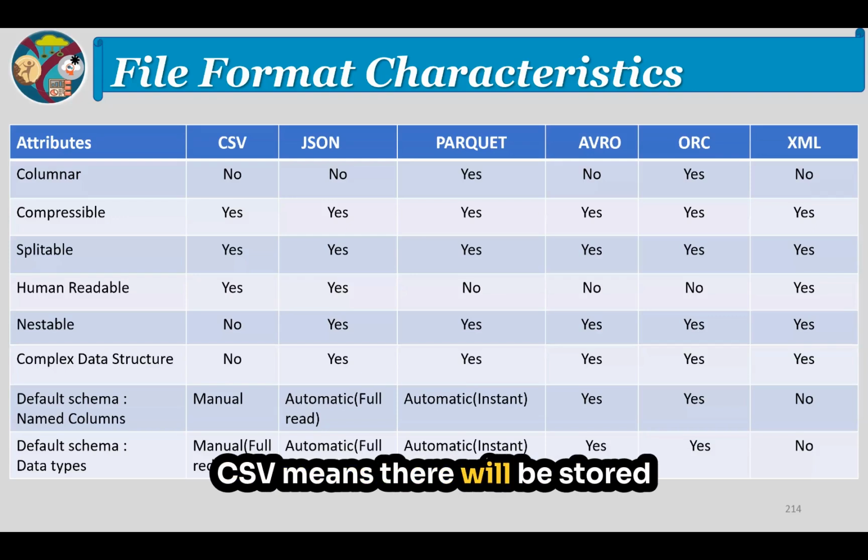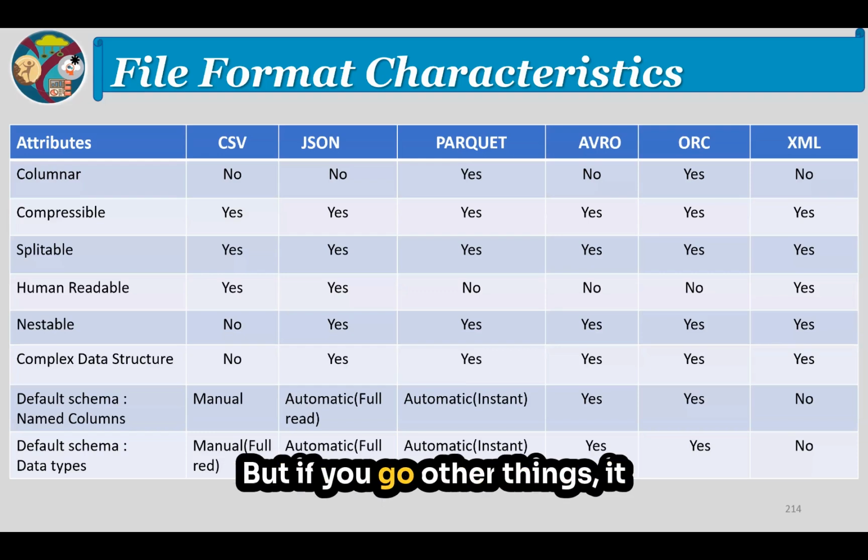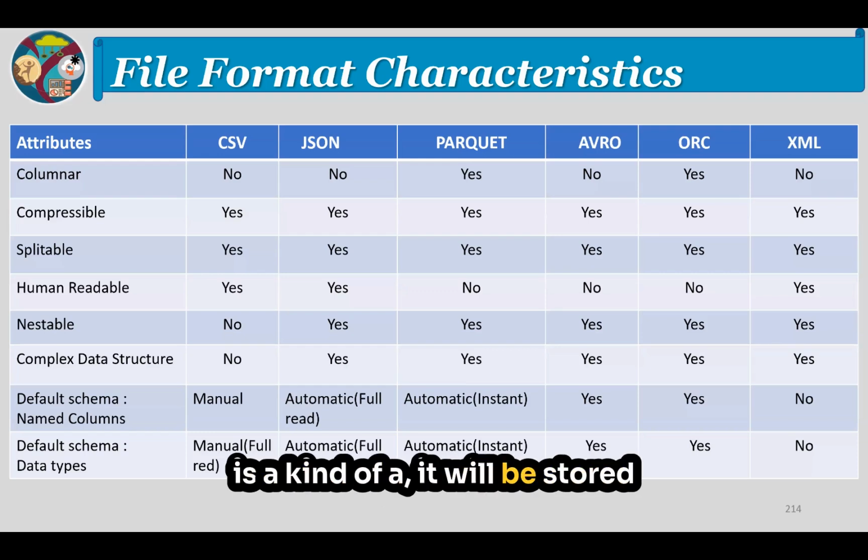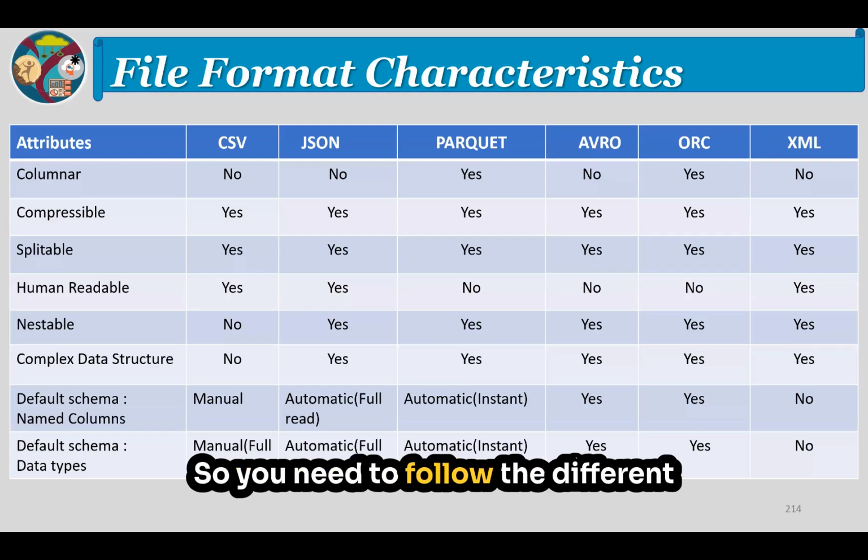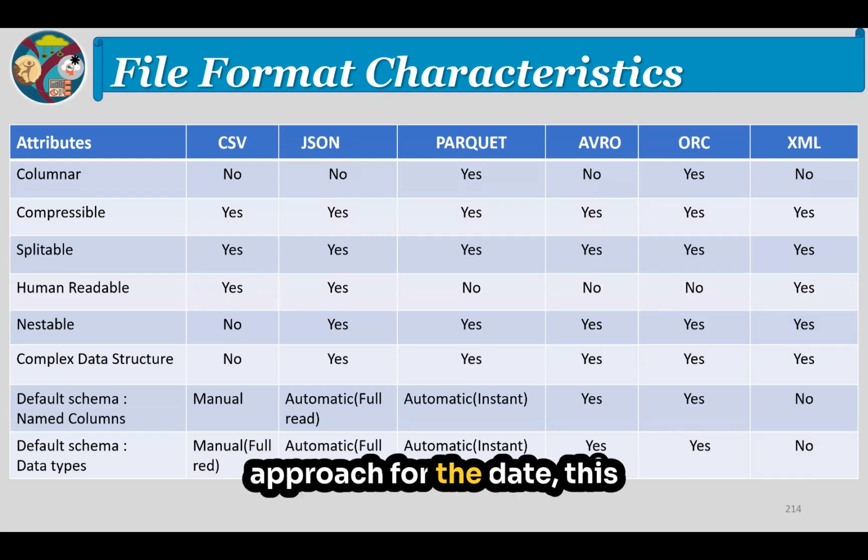CSV means the data is stored column-separated, and we can easily read it. But with the other formats, it is stored in curly braces, and it is not column-separated. So you need to follow a different approach for this kind of semi-structured data.